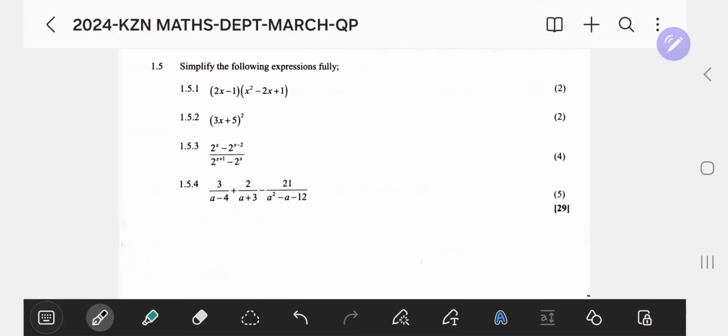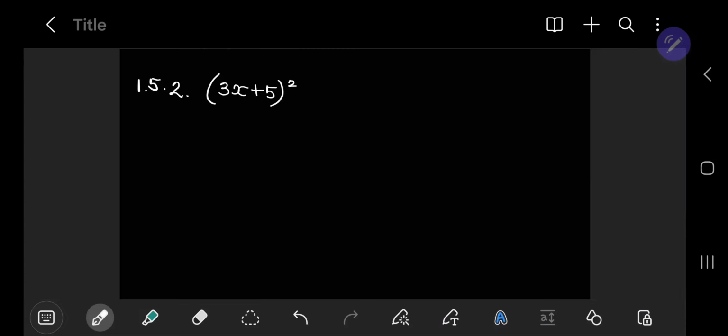Now we're on to 1.5.2, and we have 3x plus 5 all squared. So the entire bracket here is squared. So remember that when a bracket is squared, it means that it is being multiplied by itself. So we can write this out twice to show that it's being multiplied by itself. And now what we have is a binomial times a binomial, where we can use the FOIL method to multiply this out.